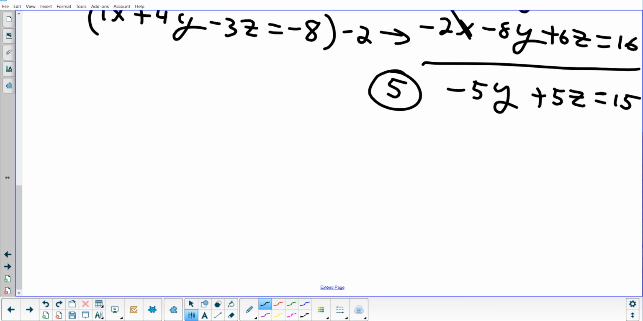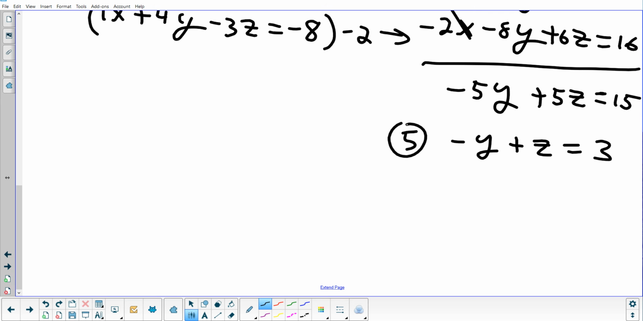Does anyone see what you could divide everything by? This doesn't always happen. Like if this came out to a 16, you wouldn't be able to do this. But because they're all, well, yeah, you can divide everything by 5. We can divide everything by 5 just to make the numbers smaller, just like when you're solving a quadratic. -y plus z equals 3.